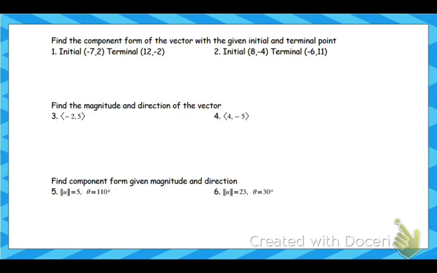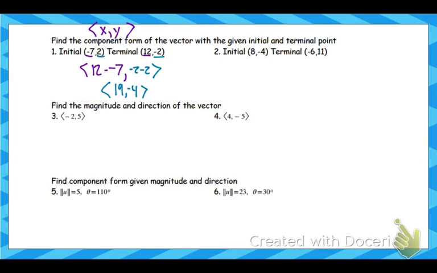So the first thing we're going to do is, given an initial point and a terminal point, write the component form of the vector. Remember, component form, pointy brackets, x comma y. You can do it algebraically or graphically. If I do it algebraically, I'm going to do the second point minus the first point. So 12 minus negative 7 gives me the x component, and for the y's, negative 2 minus 2 gives me the y. So this would be 19, negative 4.